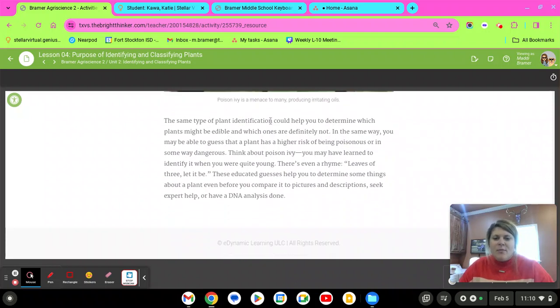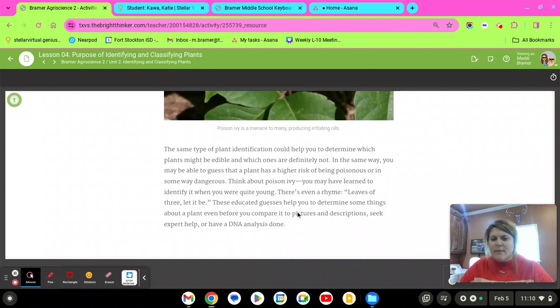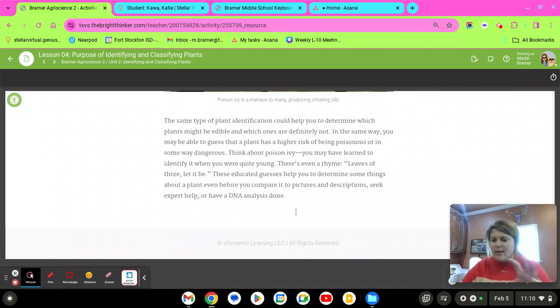So the same type of plant identification can help you determine what plants are edible and which ones aren't, or poisonous versus non-poisonous. So it says like poison ivy. You may have learned to identify it. You know, the rhyme: leaves of three, let it be. These guesses help you determine things about a plant and help put them in different categories.